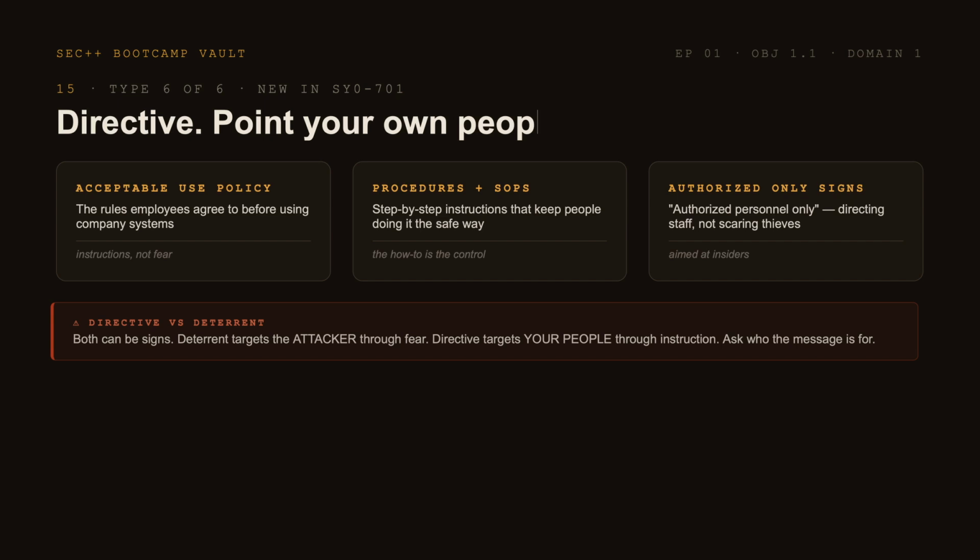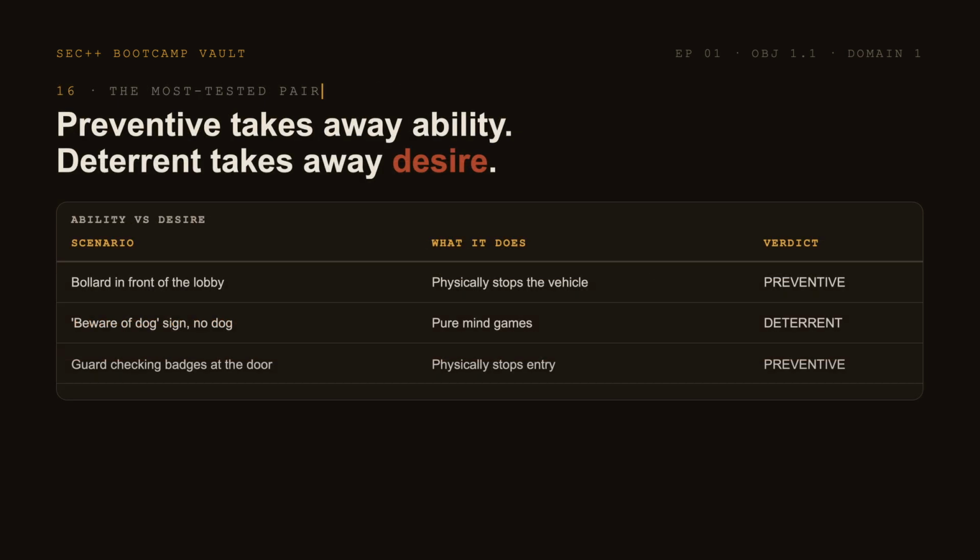Let us settle the big one, head-to-head. Preventive versus deterrent. A preventive control takes away the attacker's ability to act. A deterrent takes away their desire to. The locked door does not care how brave the burglar is. The warning sign only works if the burglar cares.